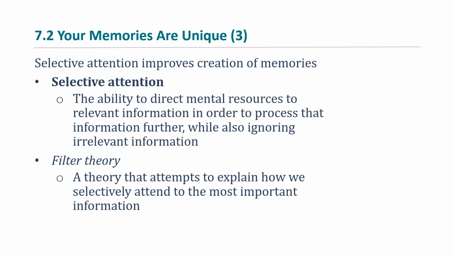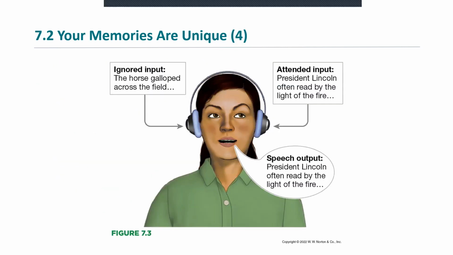Broadbent, 1958, is called the filter theory. It's a theory that attempts to explain how we selectively attend to the most important information and prevent irrelevant information from getting through our attention filter. This theory by Broadbent was proposed to explain experimental results that were published in 1953 by Cherry, just like the word cherry, which examined the filtering effect of our attention.